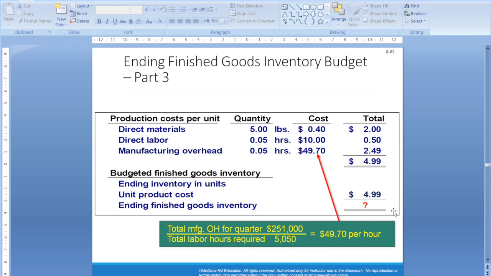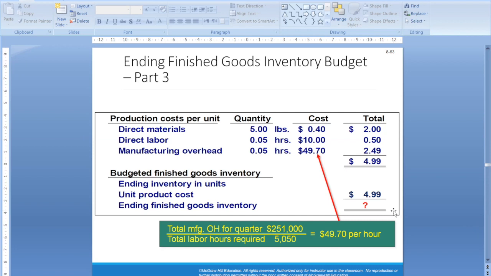Okay. For the direct labor, from the labor budget, we need 0.05 hours per 1 unit. Multiply by, I'm paying $10 per hour, so I need to pay $0.50 for each finished goods unit for the labor.